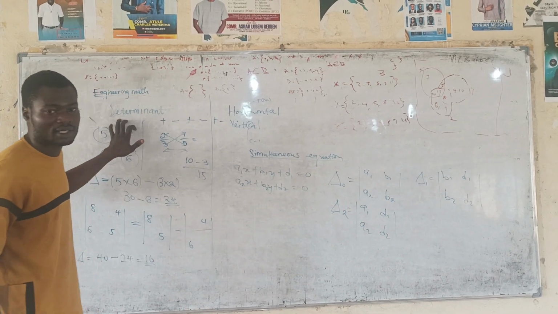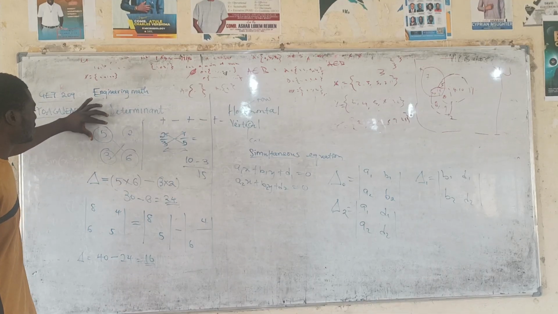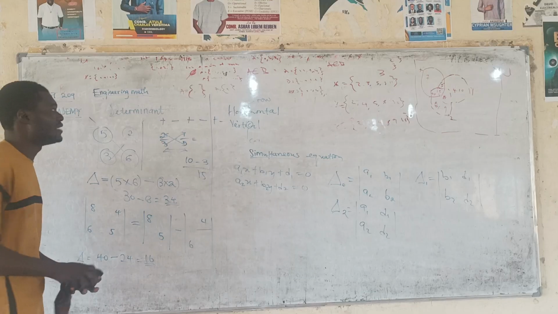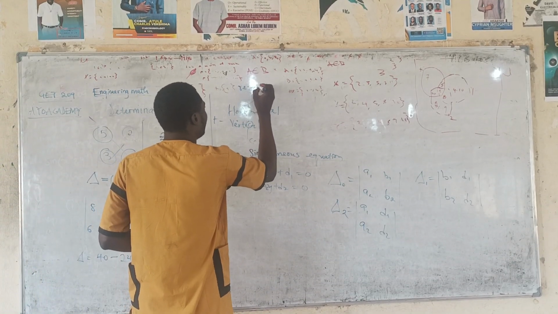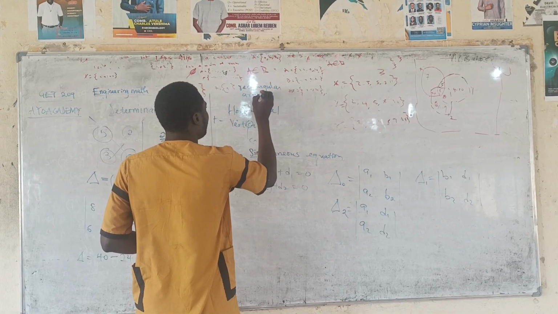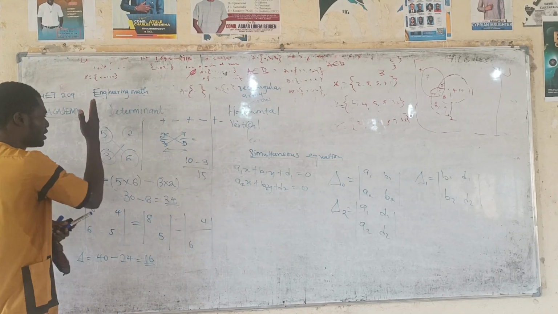We have our determinant. I told us that in a determinant we have this thing in an array. We call it a rectangular array. So it is arranged in the form of a rectangle. Is that clear to you?